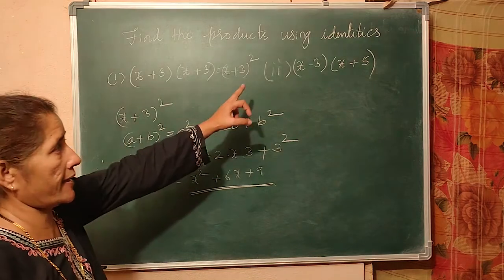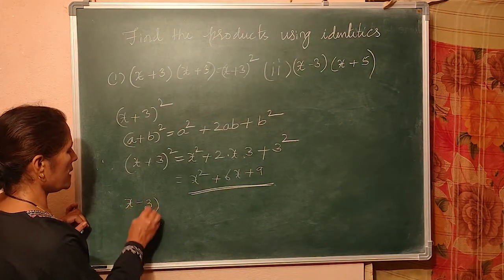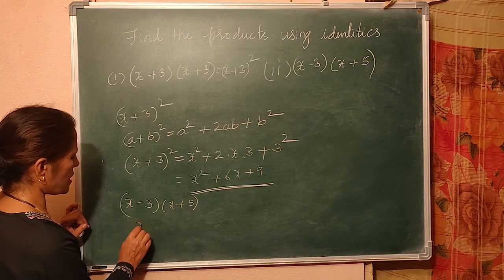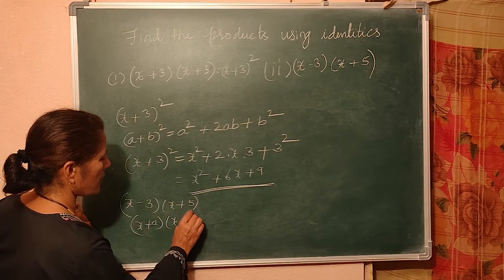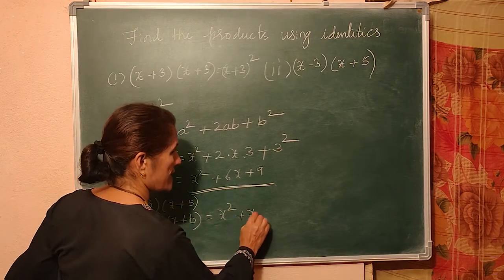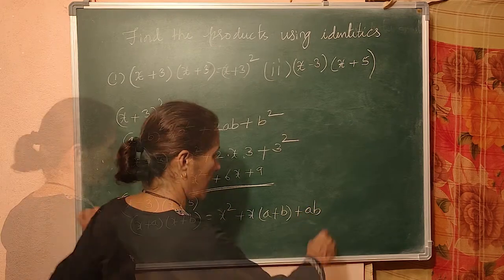Now, let us go to the second one. (x - 3)(x + 5). It is in the form of (x + a)(x + b). What does the identity say? x² + x(a + b) + ab.